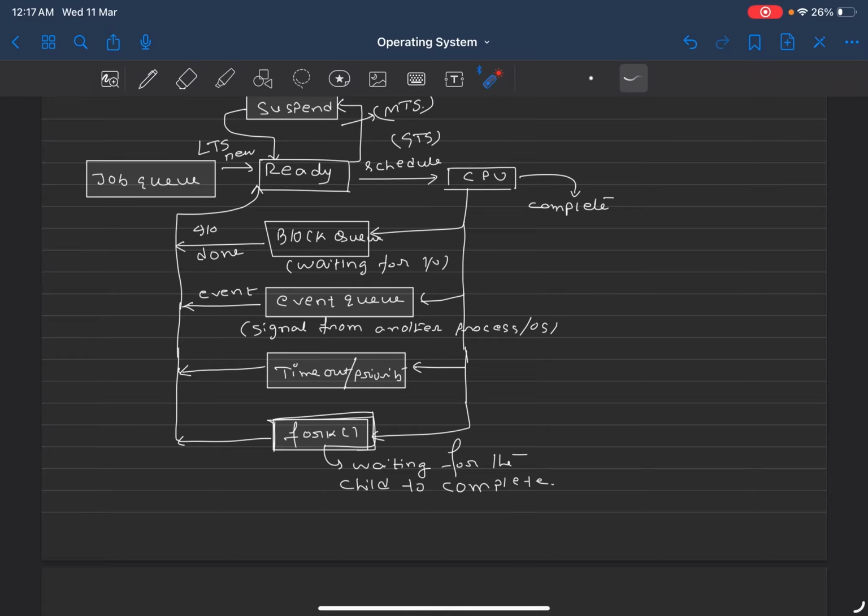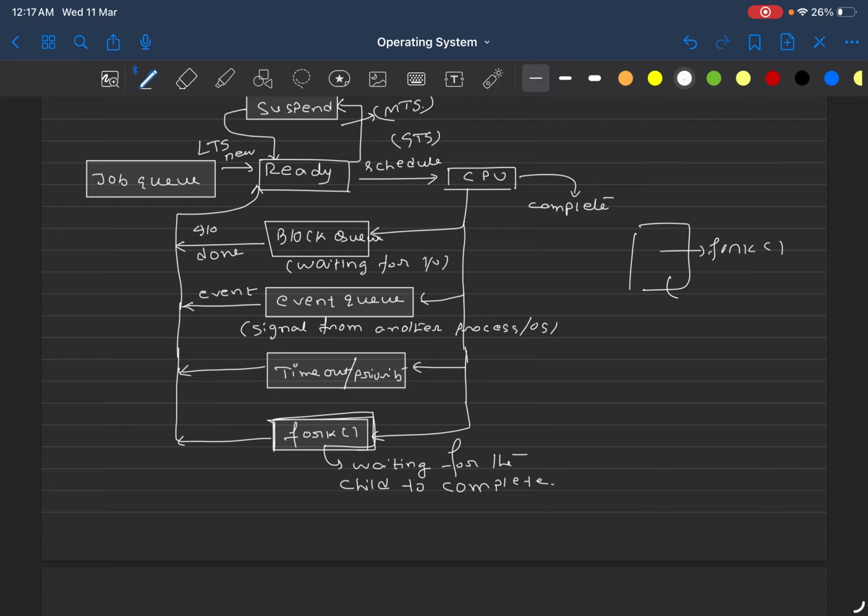As of now, I have not covered fork, so I'll be giving a very brief explanation. Let's say there is a process, and it has called the fork function. What happens is that one more child process is created out of this parent process.